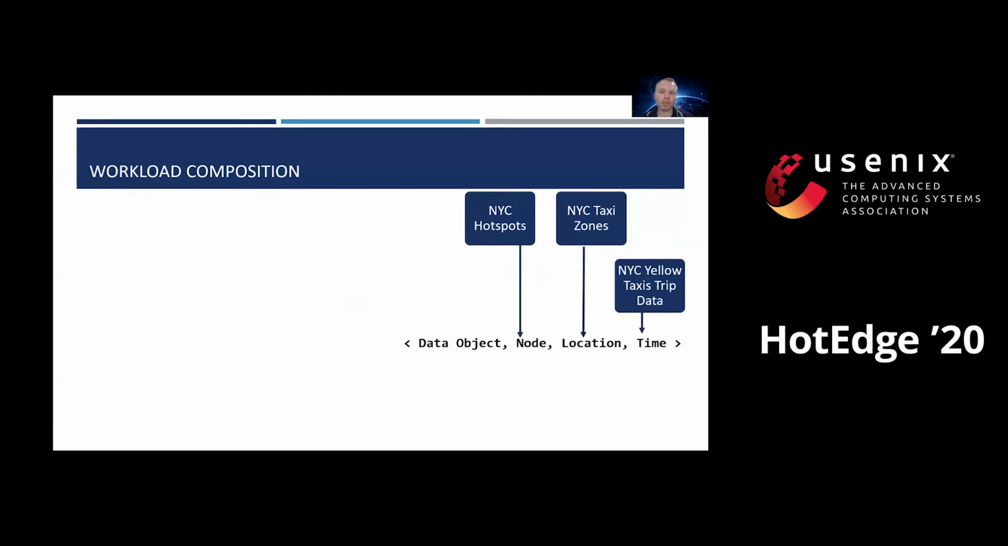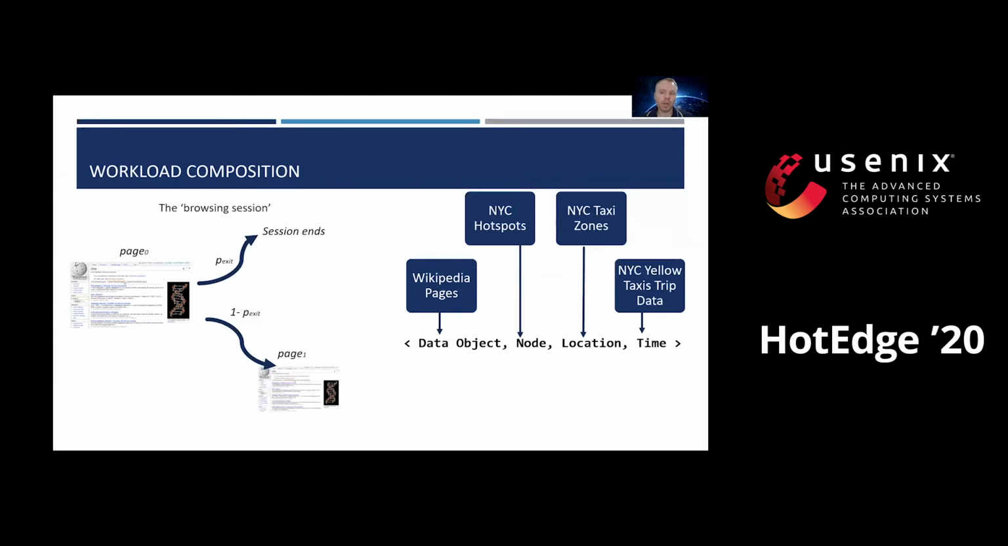We complete the last attribute using the Wikipedia dataset, which contains all Wikipedia articles and their links. The browsing session starts at page 0. With a probability of p_exit, the session ends, and with a probability of 1 minus p_exit, the session continues, moving to a related page 1, and so on.